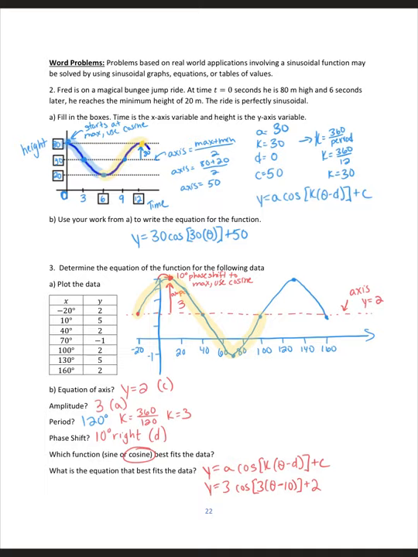Okay, let's look at a few more examples. This time we're going to get into some word problems and being able to translate the word problems into a sinusoidal equation. So the height in meters of a tide at a given location on a given day at t hours after midnight can be modeled using this sinusoidal function. So we have this function here.